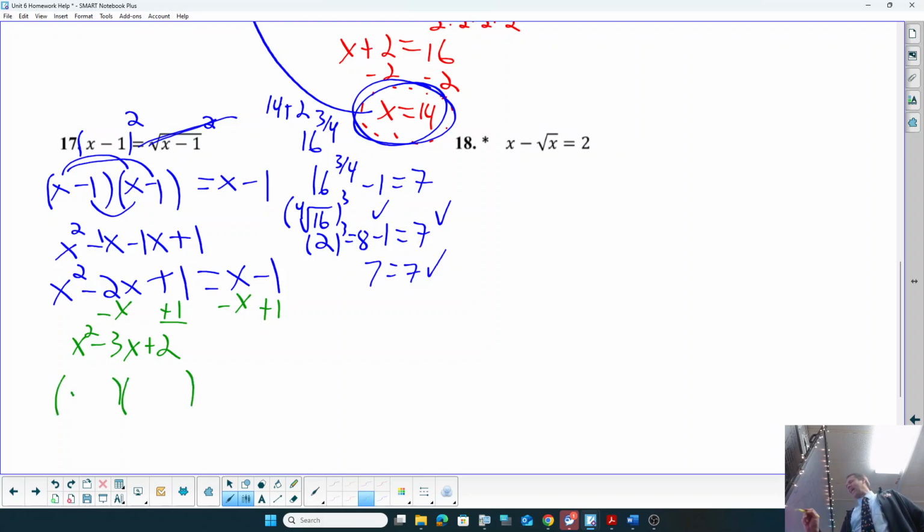So we're going to go ahead and factor that. So we get x and x, and then 1 and 2, right? 1 and 2, because factors of 2 are 1 and 2. The sign of the middle term goes with the bigger number.